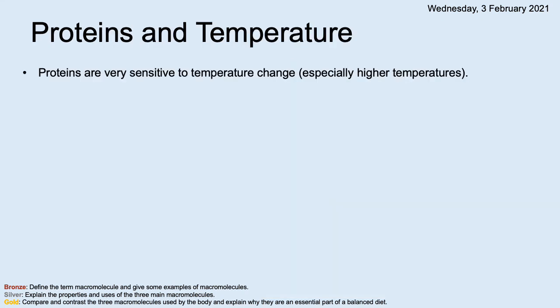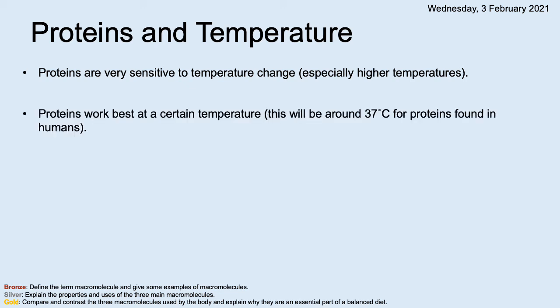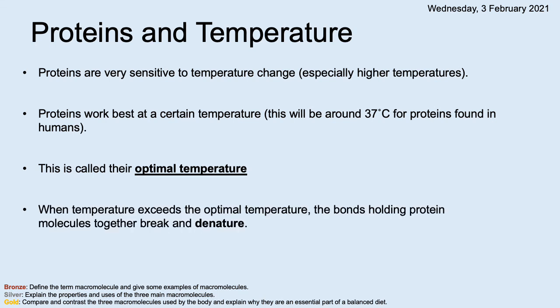As I said earlier, proteins are very sensitive to temperature change, especially higher temperatures. Proteins work best at certain temperatures, and that is called their optimal temperature. This will be around 37 degrees Celsius for proteins found within the human body, because our body temperature ranges from between 37 degrees to around 37.5 to 38 degrees Celsius.